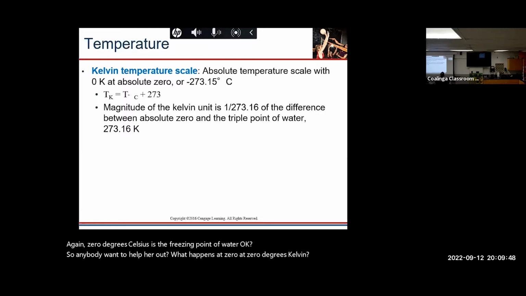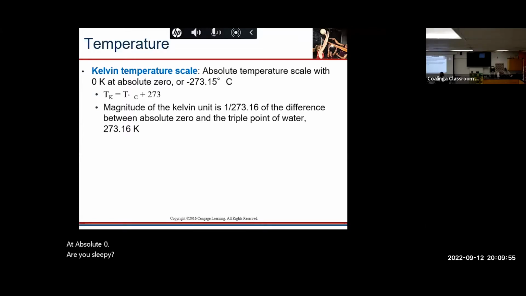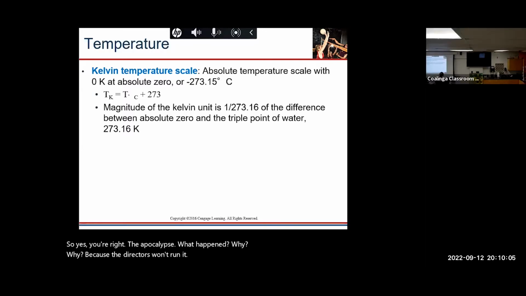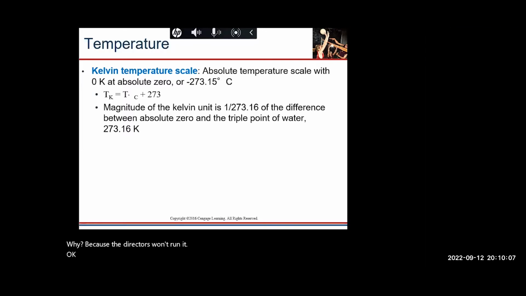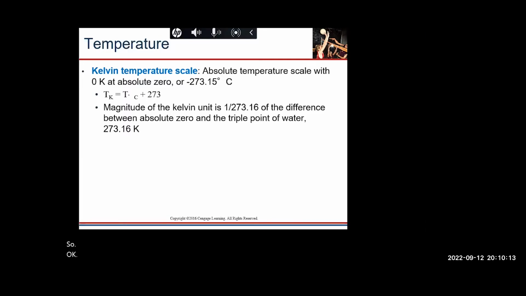At absolute zero. Ice age. Apocalypse. So yes, you're right, the apocalypse would happen. Why? Because the directors want money. You know, all the apocalypse movies. I thought you said hot pockets for a second. But it's like, remember 2012, the movie? Oh yes, 2012 is a good example.